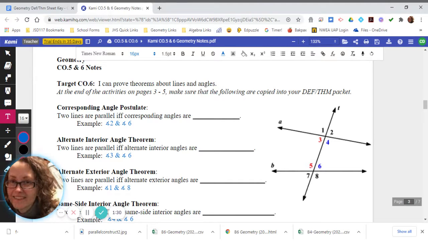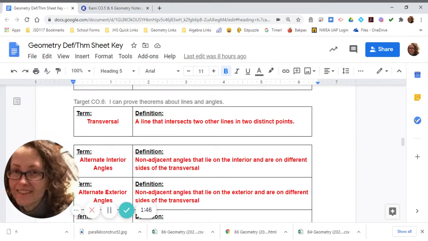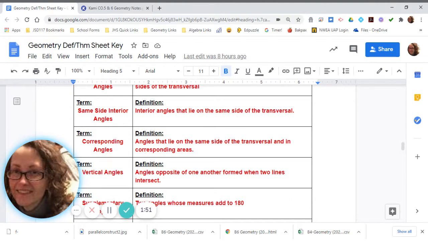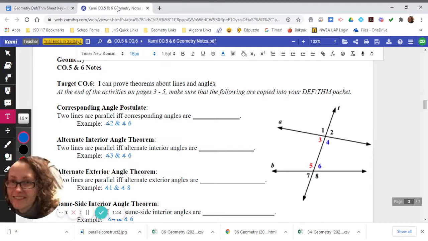The first thing that we're going to do, we're going to hold off on filling in this blank, but I want to take a look at what corresponding angles are. And if you look at the definition for corresponding angles in our definition and theorem sheet, you see that they are the angles that lie on the same side of the transversal in corresponding areas.